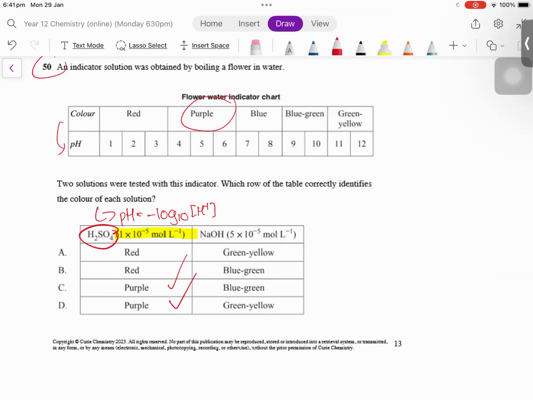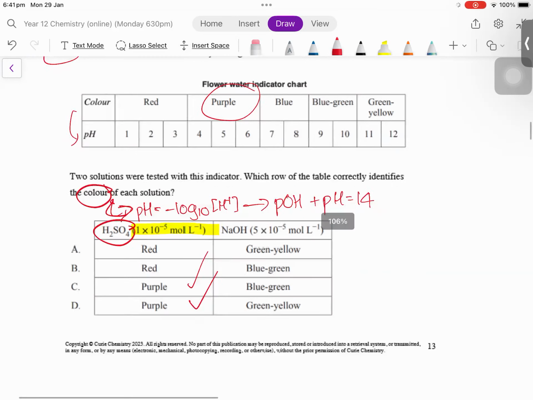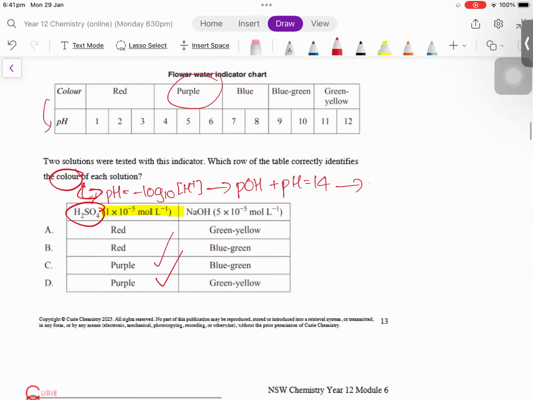So then working backwards again, you start off at color. Color links to pH, but pH doesn't link to the base very easily, which means from pH, you link it to pOH using the equation pH plus pOH is equal to 14. So you need pOH.